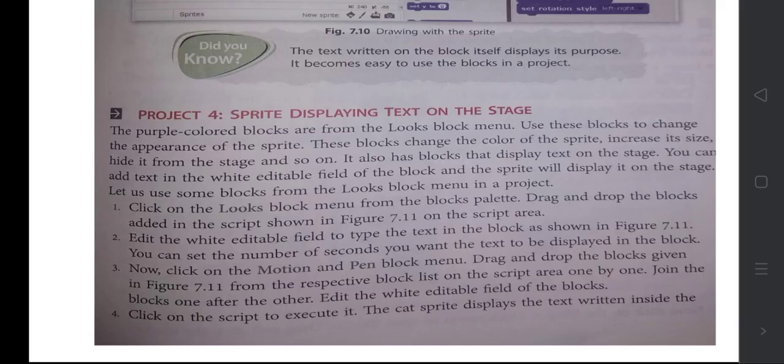Join the blocks one after the other. Edit the white editable field of the block. Okay, then click on the script to execute. Now the final project would have come. Okay, we have done all the modification. Now the project has to be executed. Okay, so execute it. The cat sprite displays the text written inside.